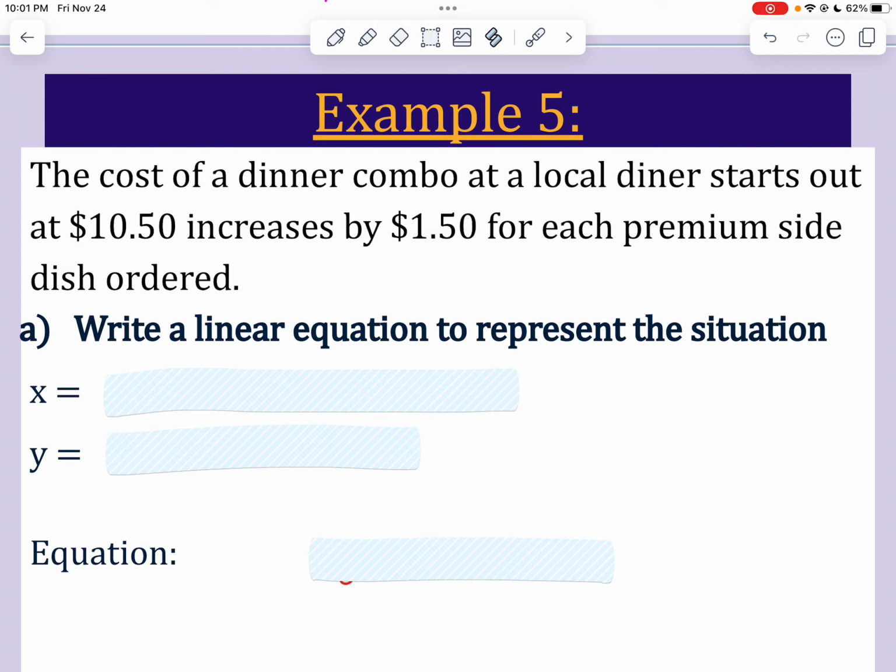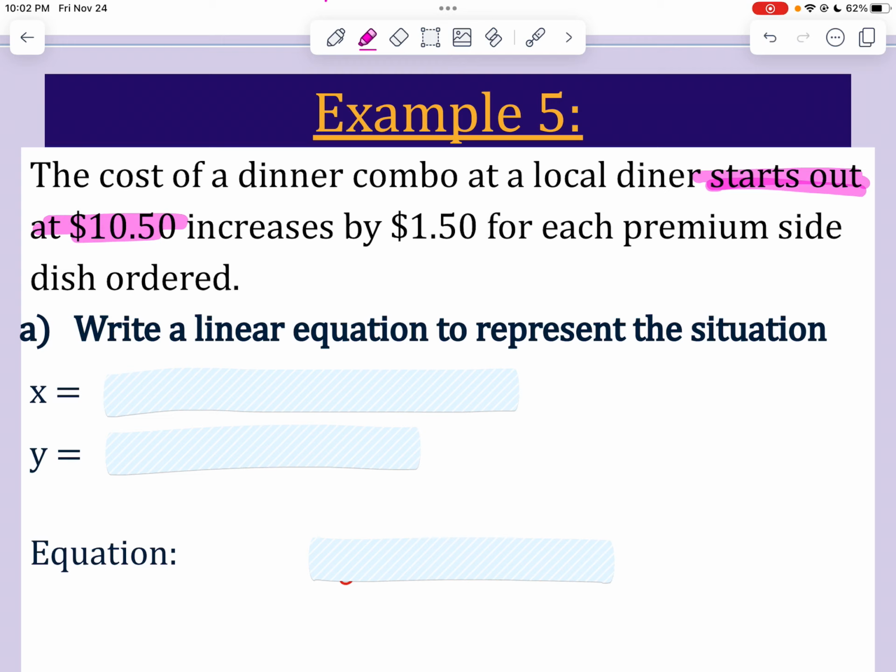So the cost of a dinner combo at a local diner starts out at $10.50, and it increases by $1.50 for each premium side dish ordered. This is going to be slope-intercept again. And again, the way that I know that is I'm seeing a starting fee. It starts out at $10.50. That has nothing to do with a variable. It's not recurring. It's just one time, our y-intercept.